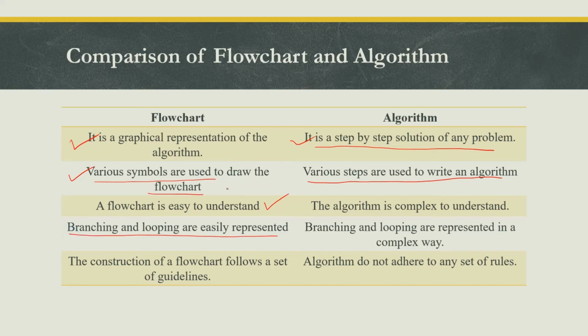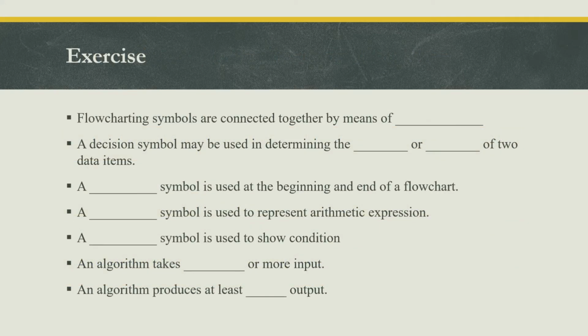Branching and looping are easily represented in flowchart, whereas in the algorithm, branching and looping are represented in a complex way. The construction of a flowchart follows a set of guidelines, whereas algorithm does not adhere to any set of rules. So pause the video here for a few minutes. Solve the exercise given here, and after solving the exercise, play the video to check your answer.